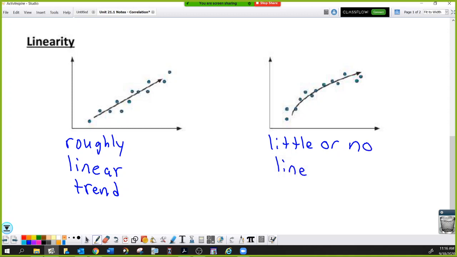Little or no linear trend. Meaning it's because it's curved. Linear means straight, like line. Meaning, could you draw a straight line through it? Yeah, a calculator would probably generate something similar to that. And even though it could generate a line for it, that doesn't mean it was the best model.